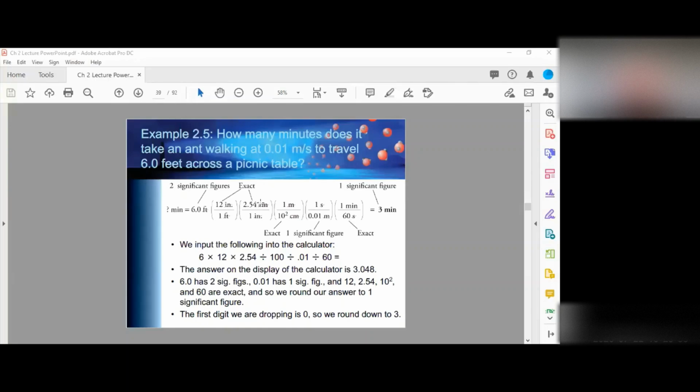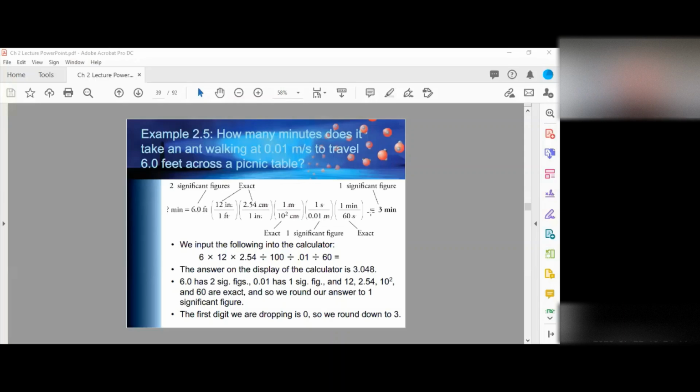All of these are exact values, and they do not play a role in determining the sig figs of the final answer. That means I'm down to only 2 values that are going to determine how many sig figs I have in the final answer. Is it the 6 feet or is it the speed, 0.01 meter per second?